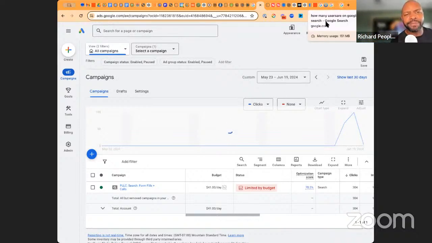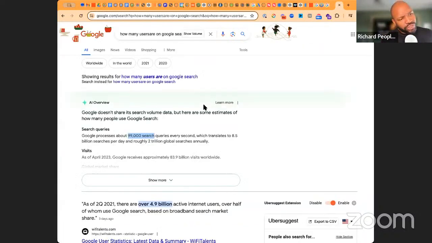So let's recap. We talked about whenever you're getting started with Google for PPC, pay per click. There's pay per click on Facebook, on TikTok, on LinkedIn, and for YouTube. Specifically, we're talking about Google right now. There's 99,000 searches per second, and you want to put your brand in front of the right people doing a search by the second.